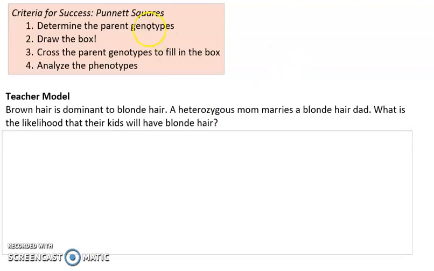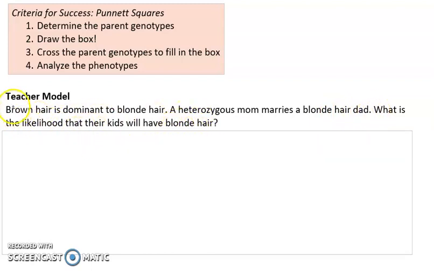All right, let's do this first Punnett square example. I have my criteria for success that is also in your OneNote. So let's read the problem first. Brown hair is dominant to blonde hair. A heterozygous mom marries a blonde-haired dad. What is the likelihood that their kids will have blonde hair?